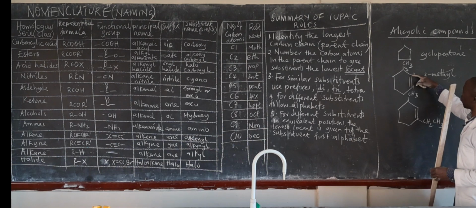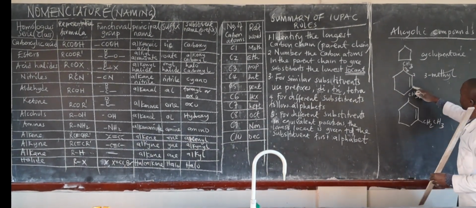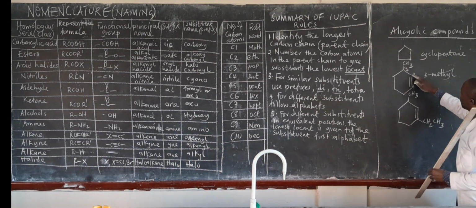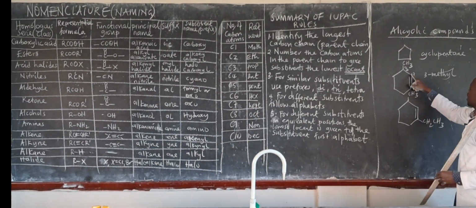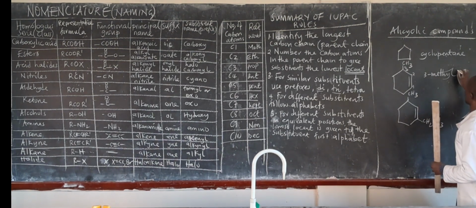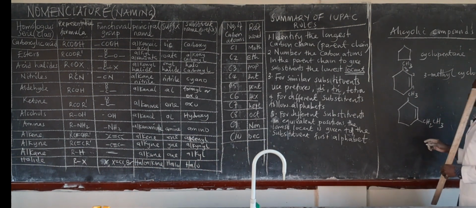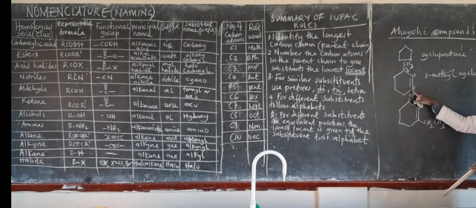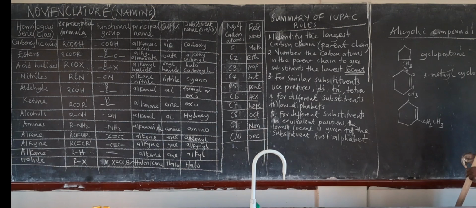Because if you number going this way, it would be at the largest position. So you'd better number from here like this, not this. If you had numbered the other way, from here like this. So this is 3-methyl cyclohexene, but because this double bond is at position 1 in here, you must include that position.